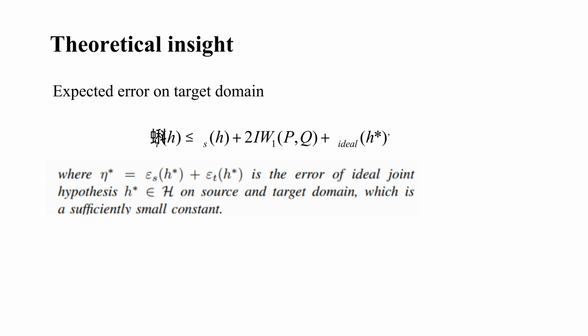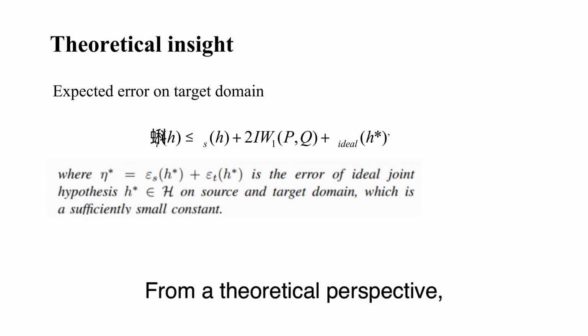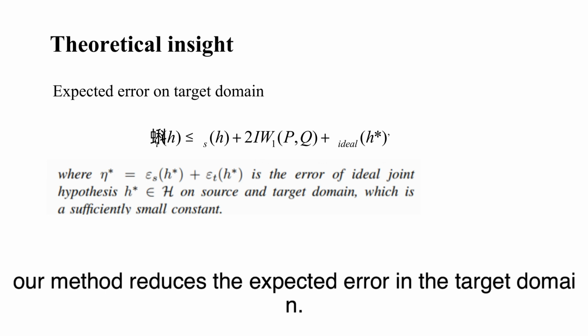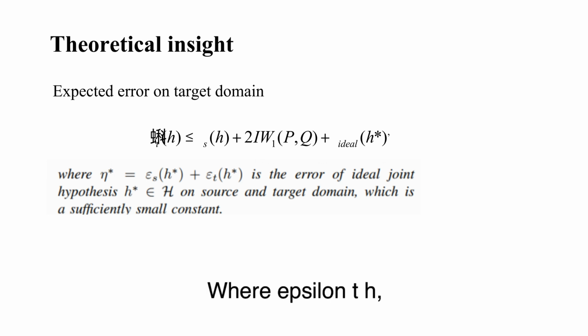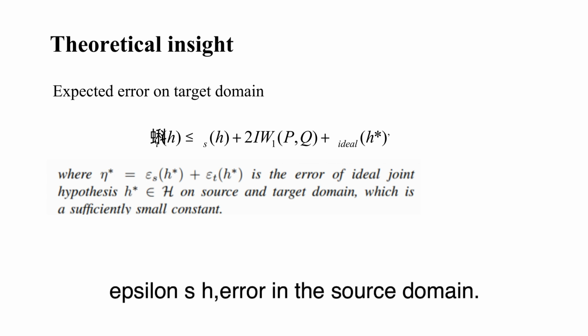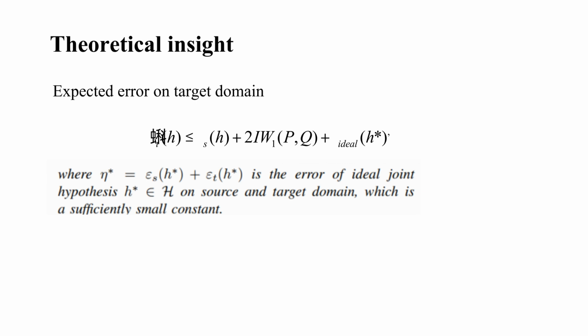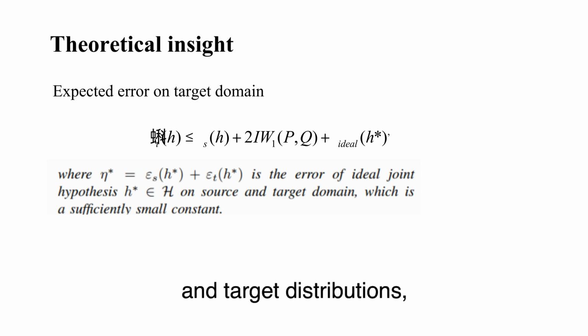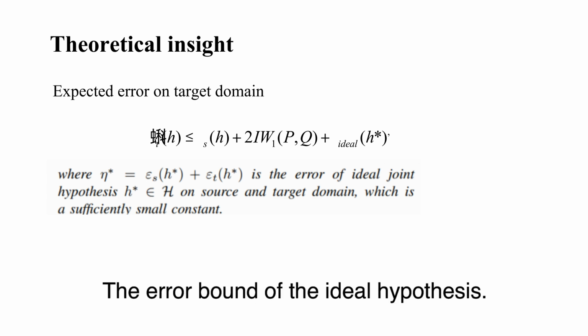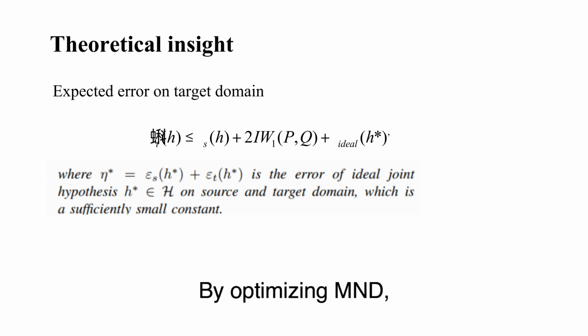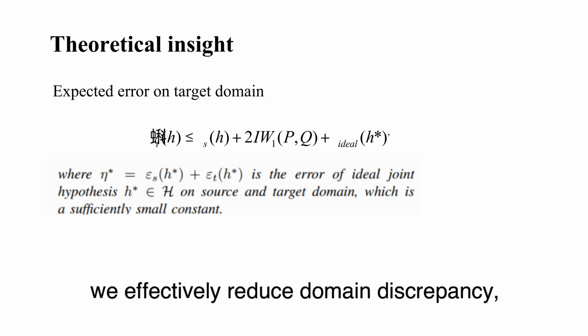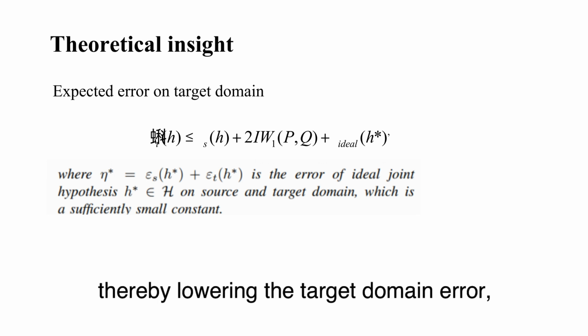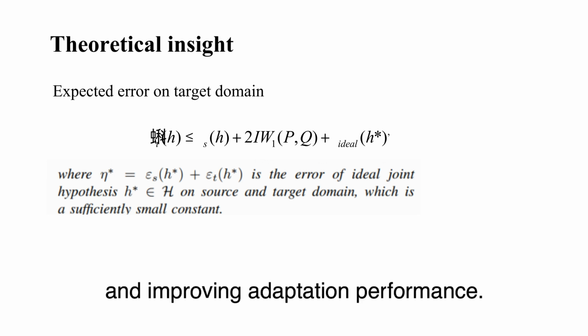Theoretical insights. From a theoretical perspective, our method reduces the expected error in the target domain, where epsilon t h is the error in the target domain, epsilon s h is the error in the source domain, IW 1 PQ is the domain discrepancy between source and target distributions, and eta is the error bound of the ideal hypothesis. By optimizing MND, we effectively reduce domain discrepancy, thereby lowering the target domain error and improving adaptation performance.